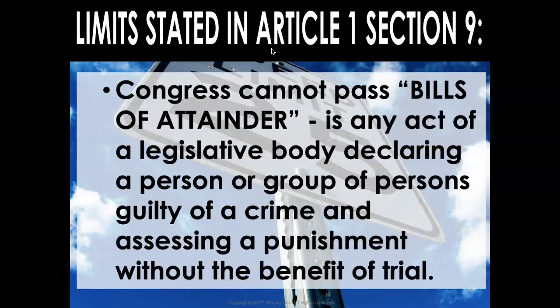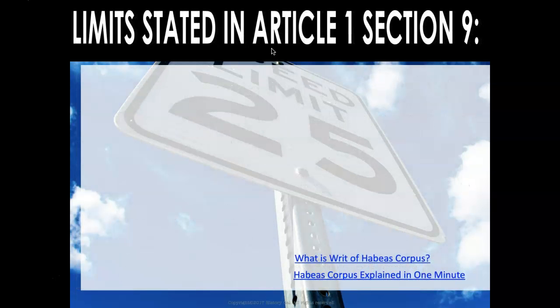Additionally, Congress cannot pass bills of attainder, which means any act of a legislative body declaring a person or a group of persons guilty of a crime and assessing a punishment without the benefit of a trial. So no matter who you are, no matter how important you are, the courts must work their process, and it's not Congress who gets to oversee that process.